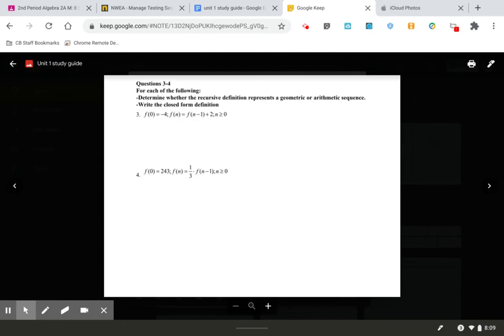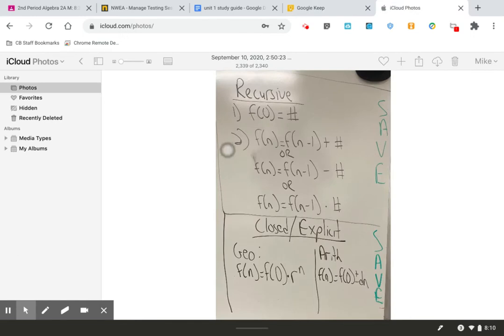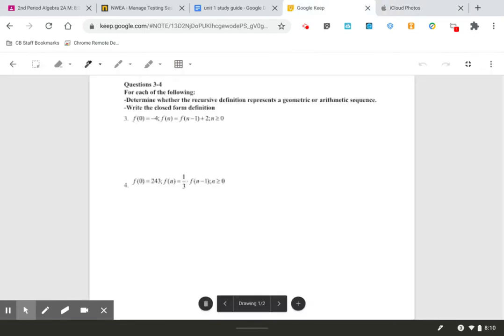Questions 3 and 4. Determine whether the recursive definition represents a geometric or an arithmetic sequence. Write the closed form definition. So basically, we're going to convert it from recursive to closed. So number 3, I have f of 0 equals -4, f of n equals f of n minus 1 plus 2. That plus 2 is a giveaway that this is an arithmetic sequence.